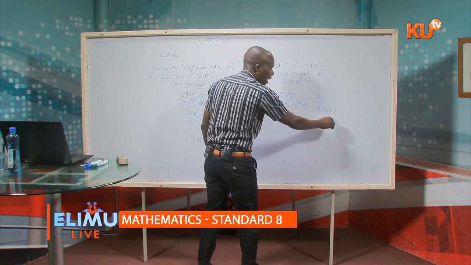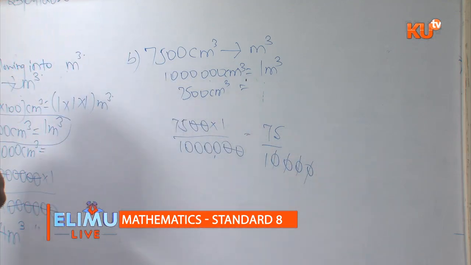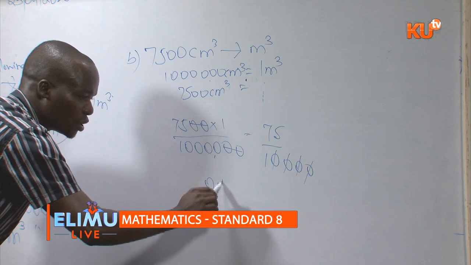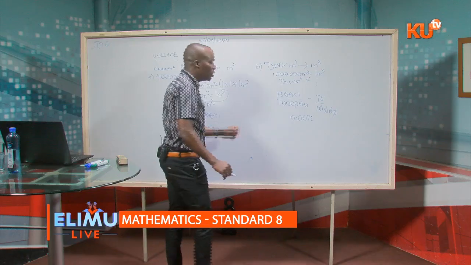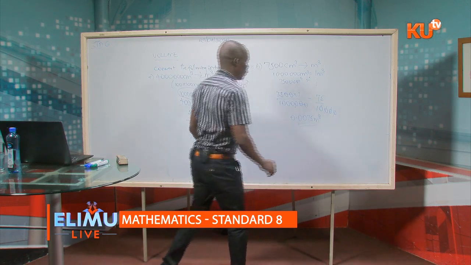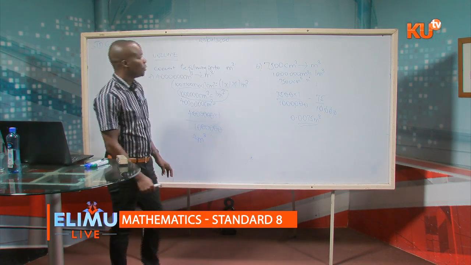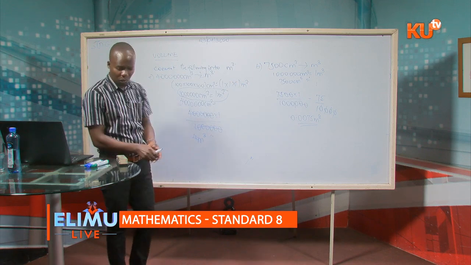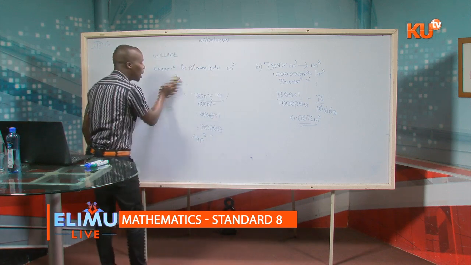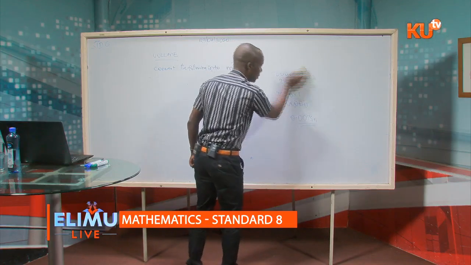So these 1, 2, 3, 4 zeros will now have 4 decimal places at the numerator, which gives us 0.0075 cubic meters. We've converted 2 of them, 4 million and then 7,500 cubic centimeters into cubic meters. Now, on the other side, converting from cubic meters into cubic centimeters, the same method we did.